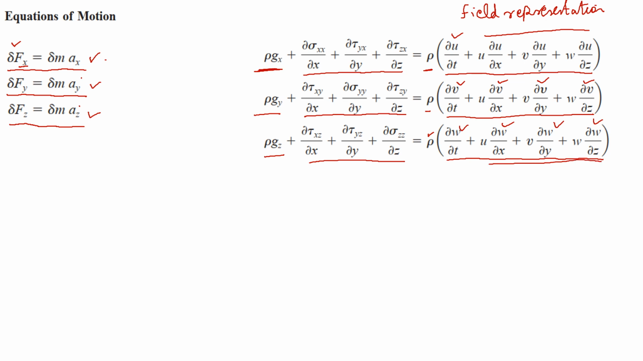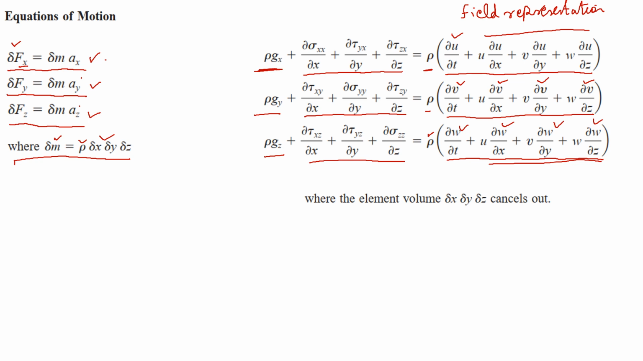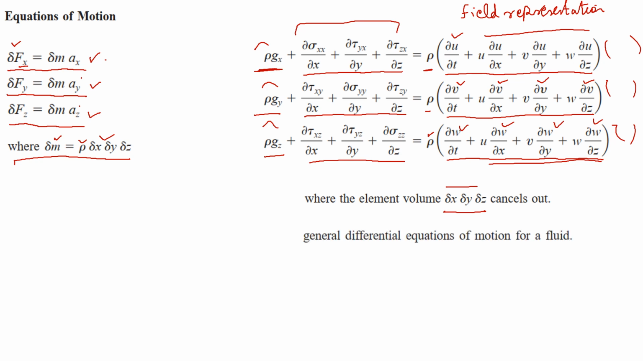So this is the equation of motion for a single fluid particle in differential form. We already discussed that we are going to represent the mass in terms of density and volume. The volume terms that we saw with the body forces and with the surface forces will cancel out with the volume terms on the right hand side, as you saw in the previous slide. So the volume term cancels out, and the general equation of motion for the fluid is this.